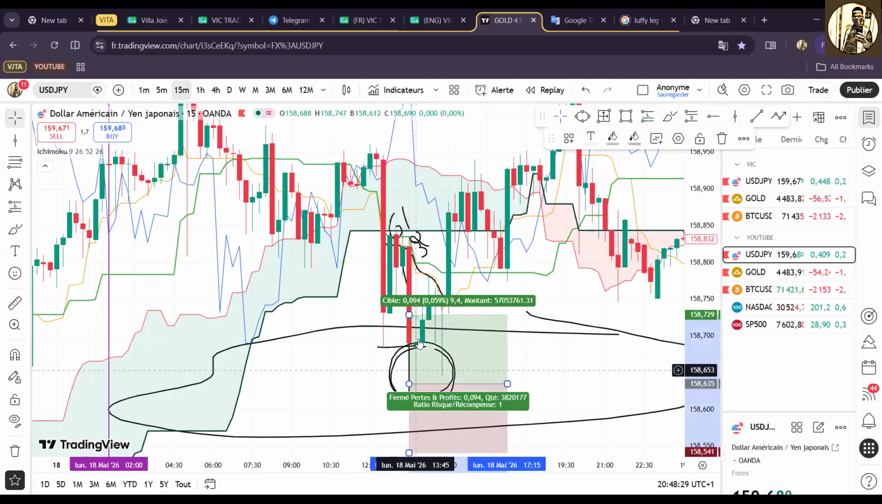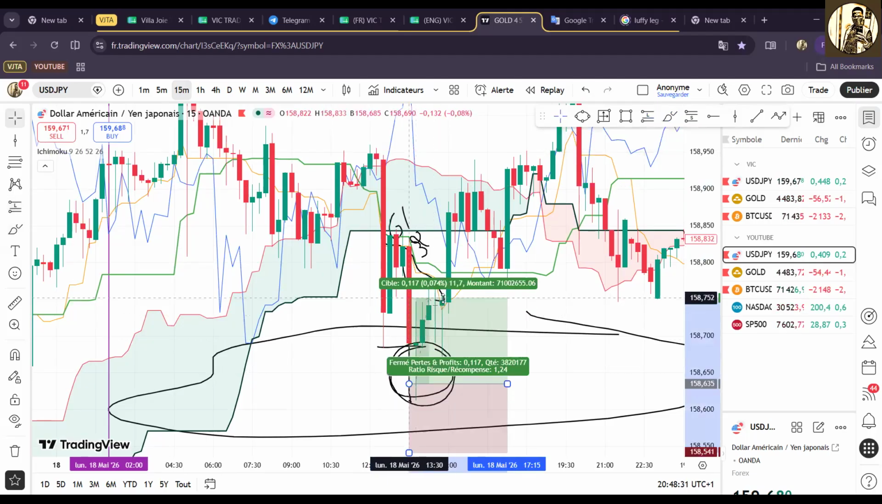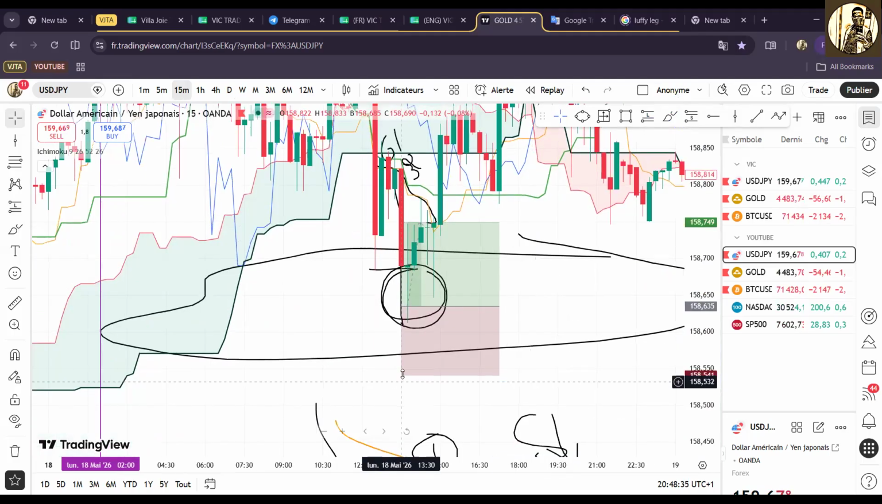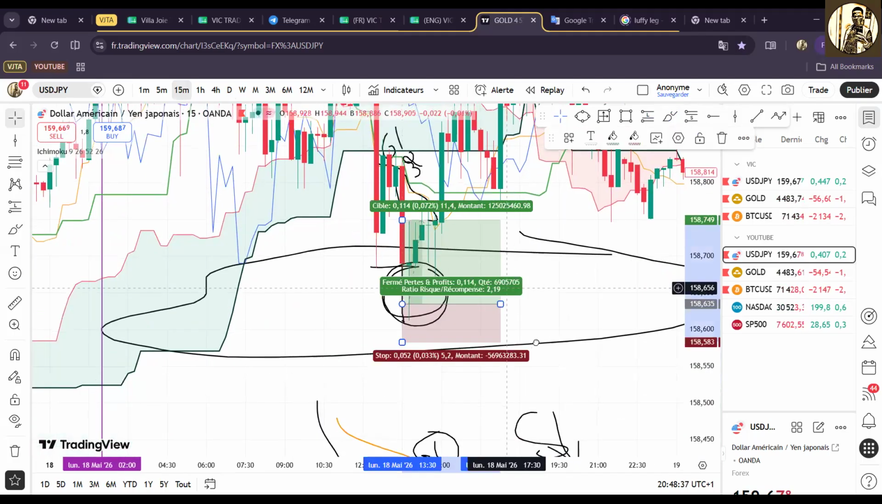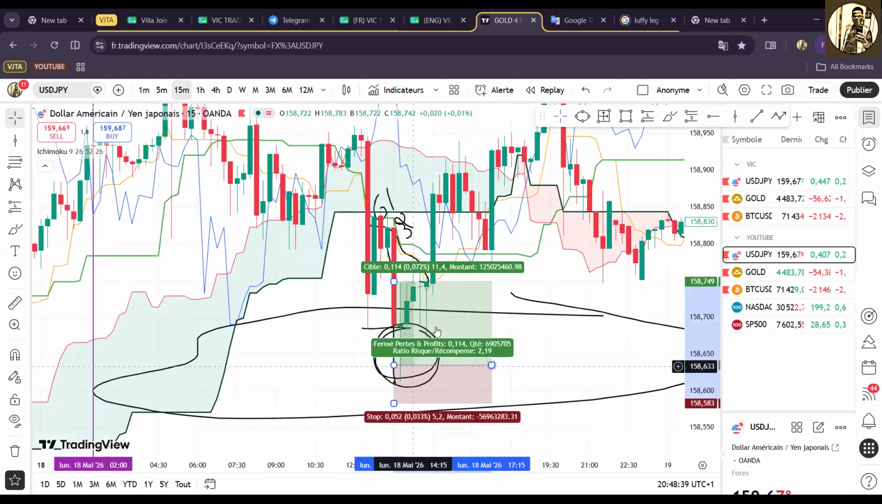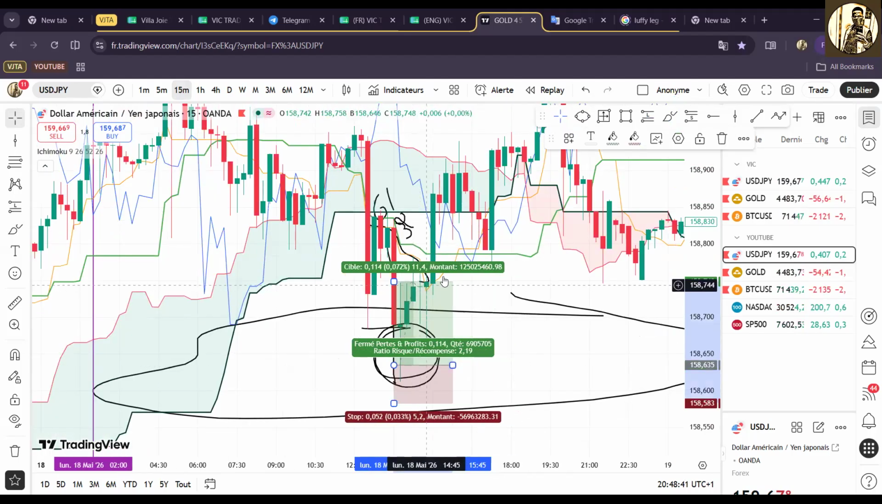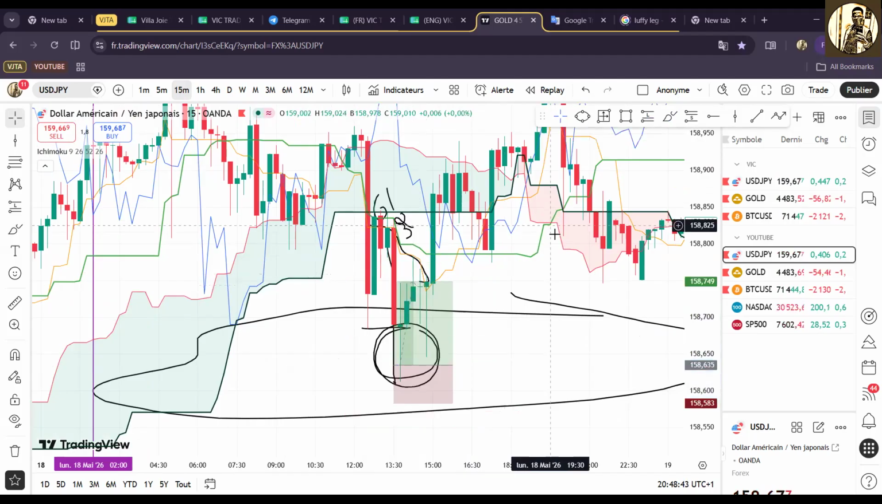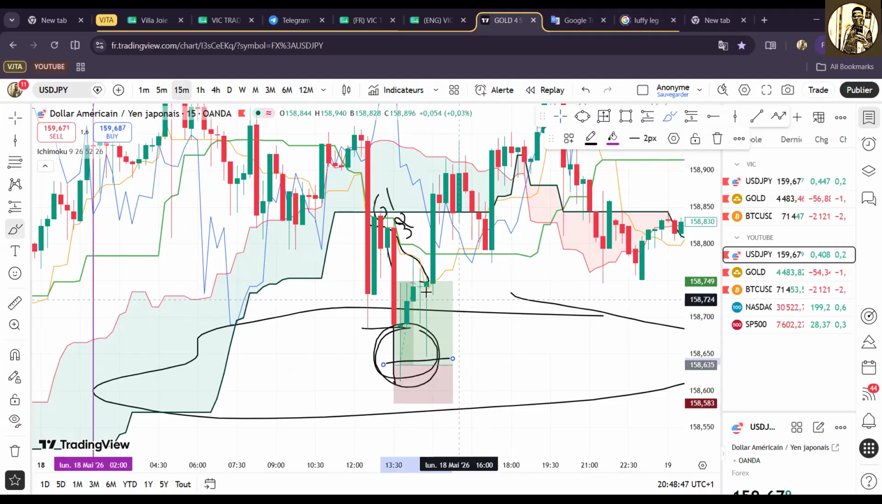So you normally buy here. You buy and you place your first take profit on Tenkan in 15 minutes. But you place your first take profit as soon as it touches, and you can go to break even. But if you see Tenkan inverted to the upside in 15 minutes, stop thinking about selling.